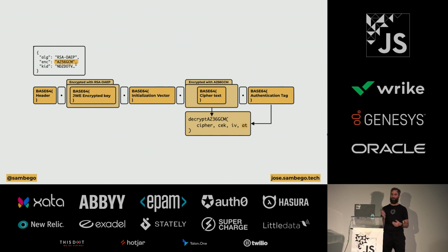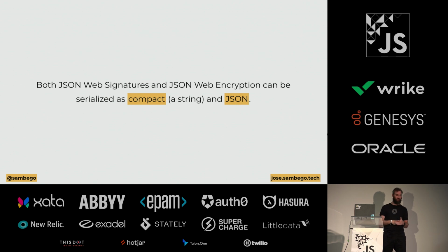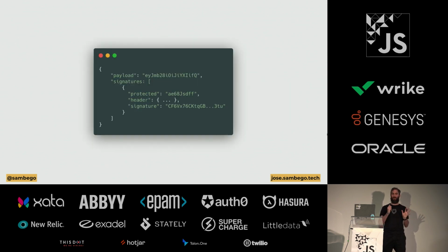And it's good to know that both JSON Web Signatures and JSON Web Encryption can be serialized as compact, a string. So for a signature, that's 3 parts, and for the JWE, that's 5 parts. But it's called JSON Object Signing and Encryption, so there should also be a JSON variant of this, otherwise the name wouldn't make much sense. So you can also serialize these as a bunch of JSON.